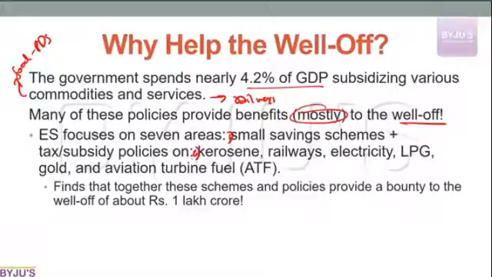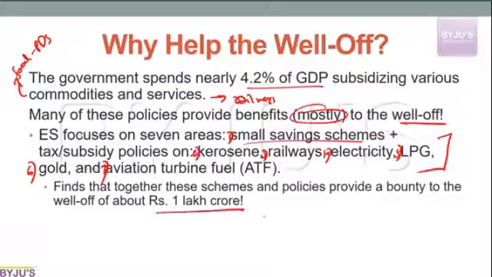First is small saving schemes. Second is kerosene. Here in kerosene, etc., it is tax and subsidy. So all of these are tax-subsidy ones; only small savings is non-tax, non-subsidy. Third is railways. Fourth is electricity. Fifth is LPG. Sixth is gold. Seventh is aviation turbine fuel, or ATF.